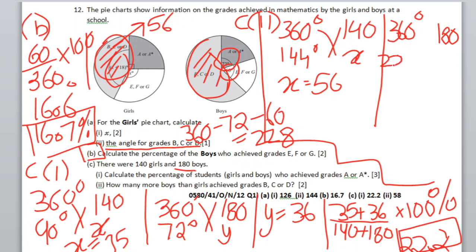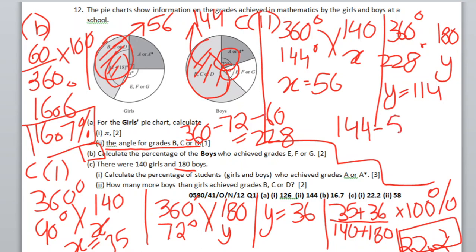So with 228 degrees, how many boys are represented? 180 times 228 divided by 360 gives us 114. So 114 boys are present in this sector. Now calculate how many more boys than girls achieve grade B, C or D. So simply subtract these values: 114 minus 56, which gives 58, which is the answer for part C2.